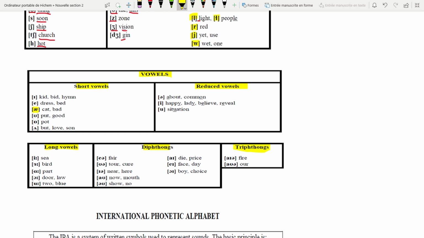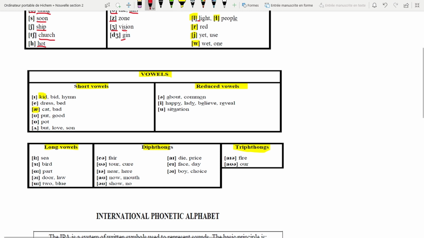Okay, we are going to start with short vowels first. So we have what we call short i, such as kid or bid, or him, right? We have short e, such as dress or bed, okay? And we have short a, such as cat or bad, okay? And we have short u, like put or good. Then we have short o, such as pot.